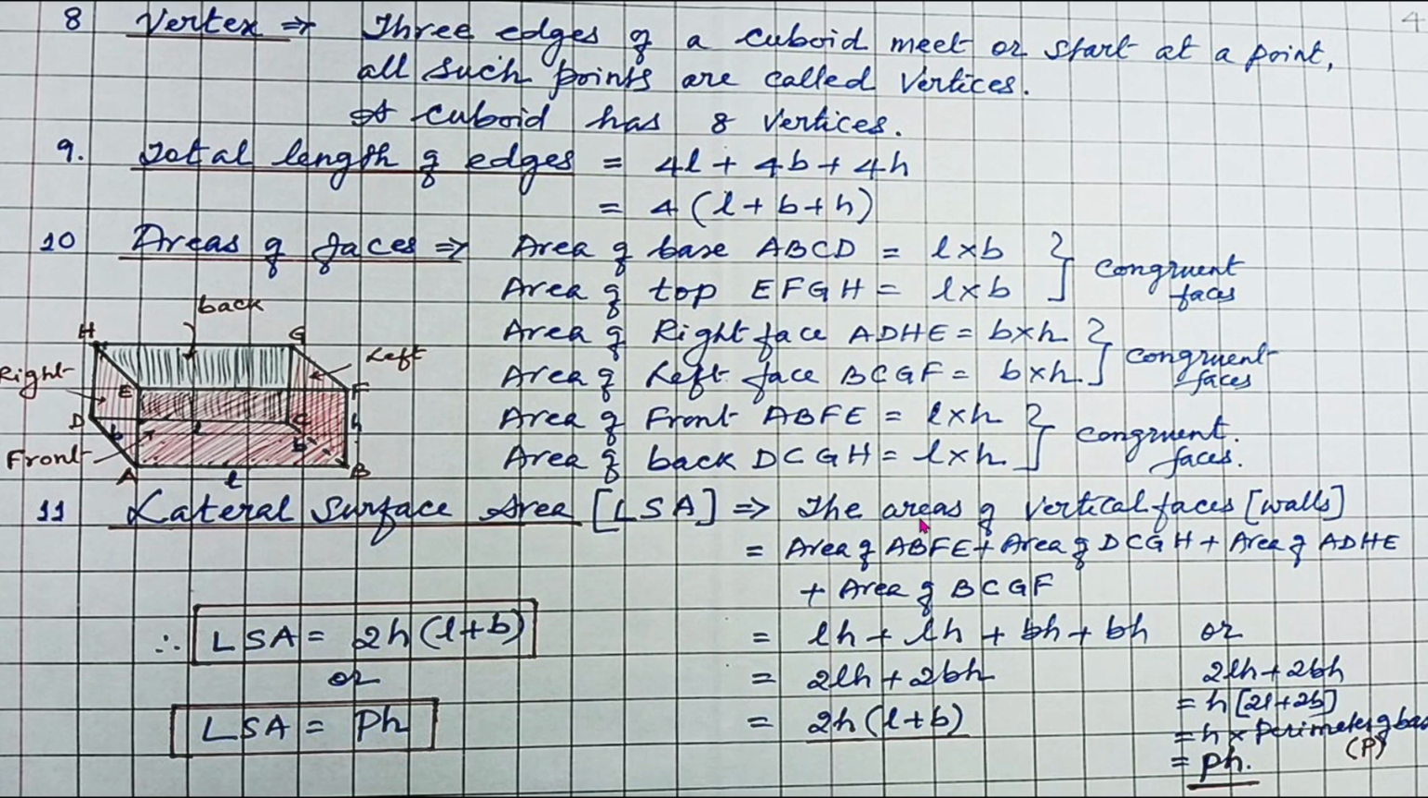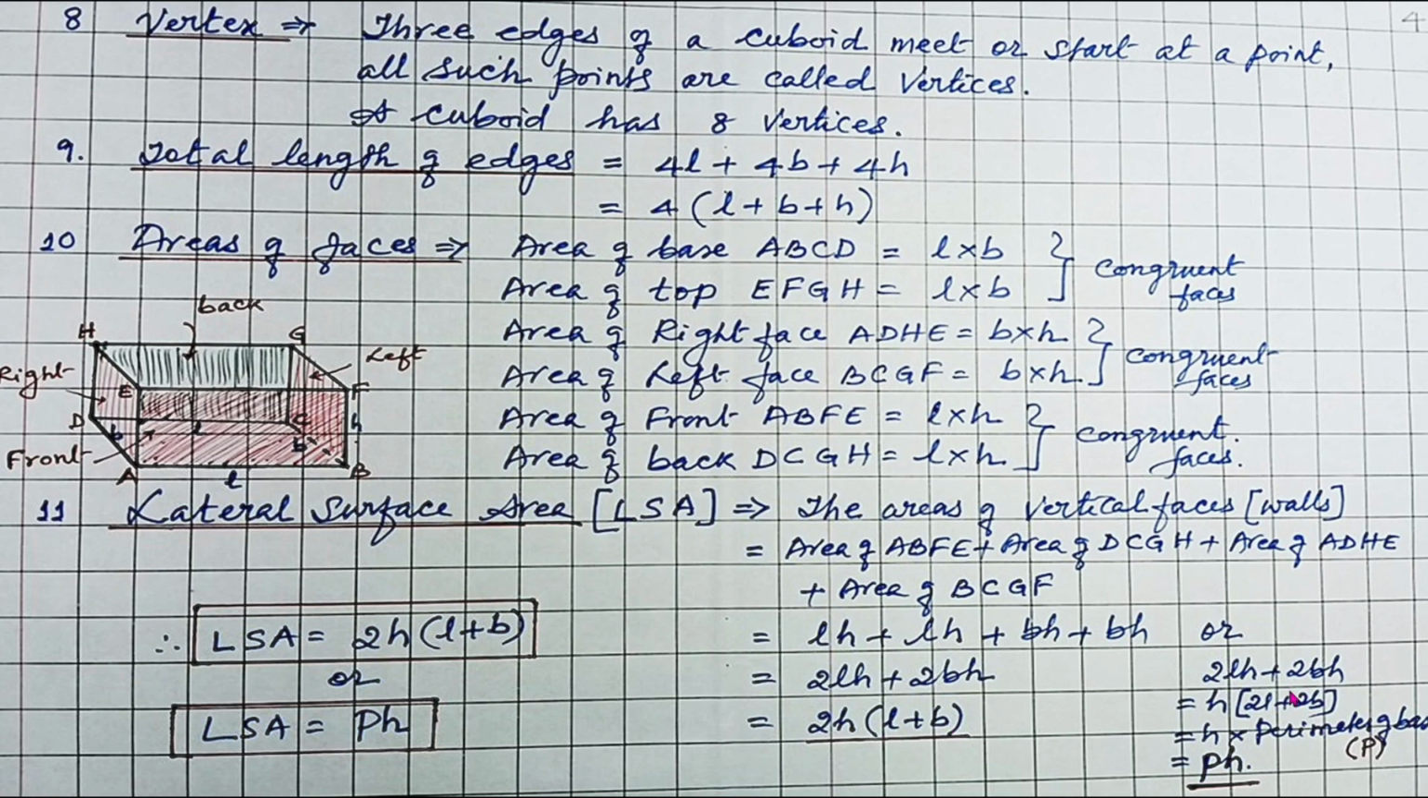Lateral surface area is the area of the vertical faces, or we call them the walls of the cuboid. Now to find the area, we have to add the area of the front side, the back side, the left side and the right side, and when we add, we get LH plus LH plus BH plus BH, that is 2LH plus 2BH, or 2H in the bracket L plus B, as we have listed here. This is one important relation to find the lateral surface area, that is 2H in the bracket L plus B.